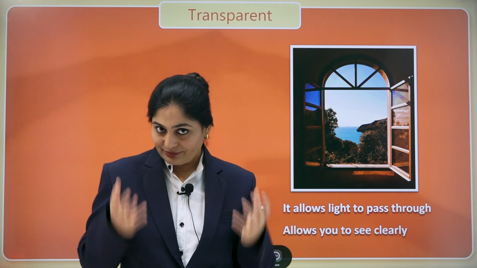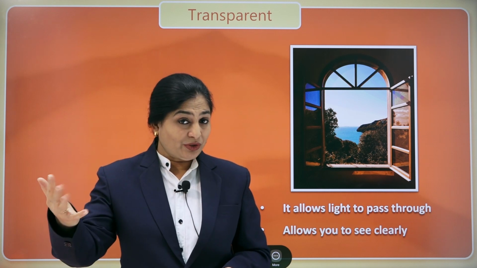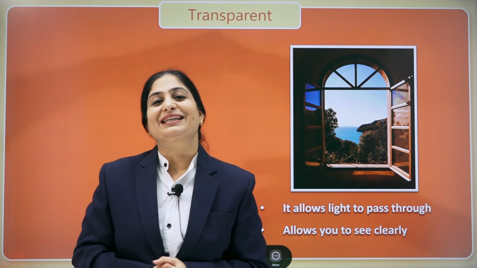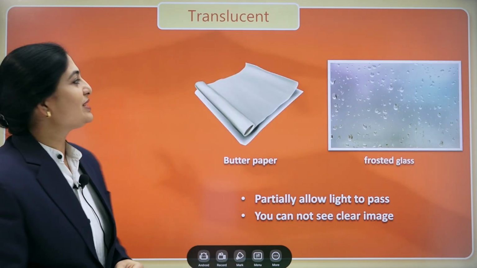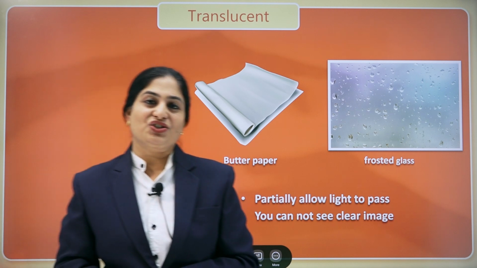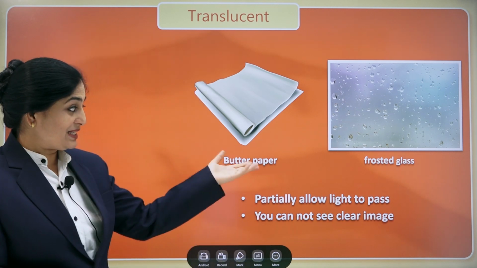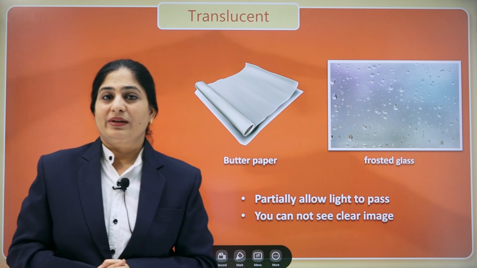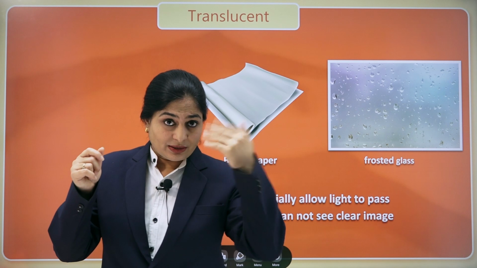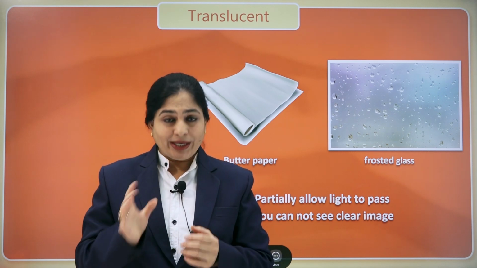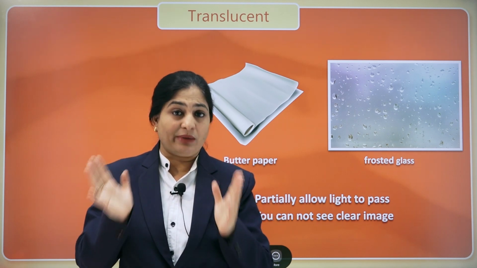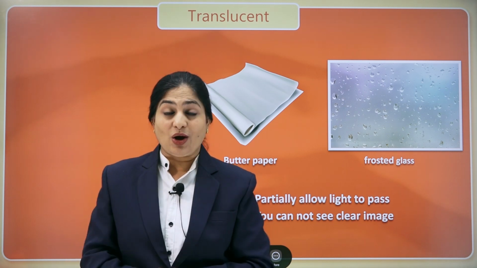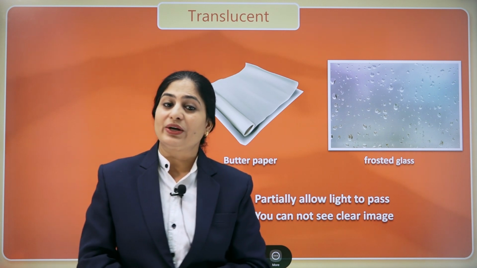That means such objects are ones through which we can see the other side clearly. Let us now discuss the third type of object, that is translucent objects. Here you can see certain examples, the frosted glass, then the butter paper. When you try to see the other side of the butter paper, you can see a few things, but you will be watching a blurry image and you will not be able to see the things clearly on the other side.